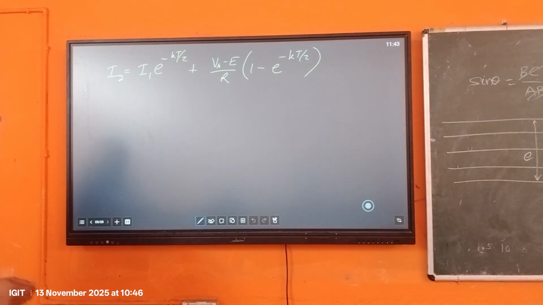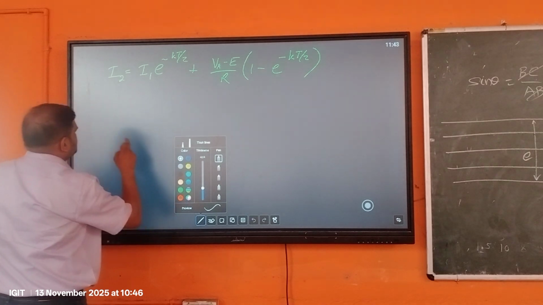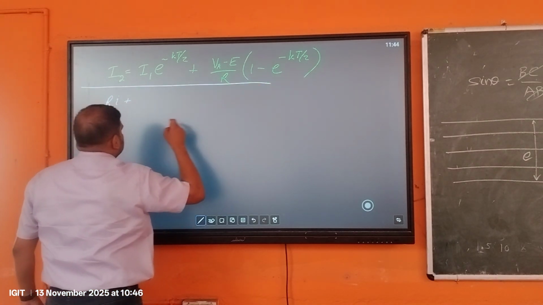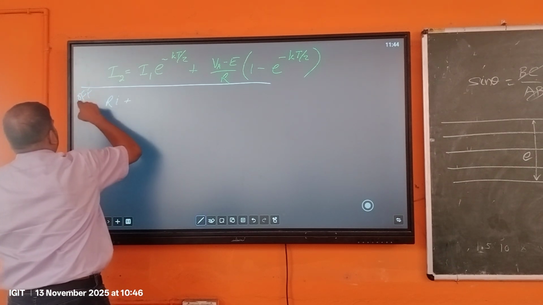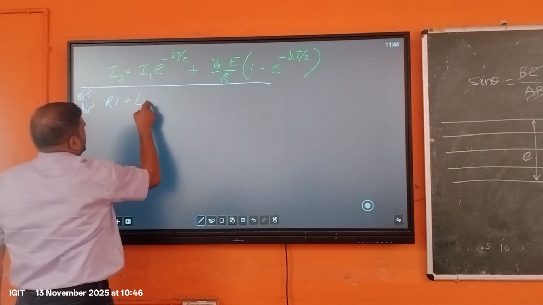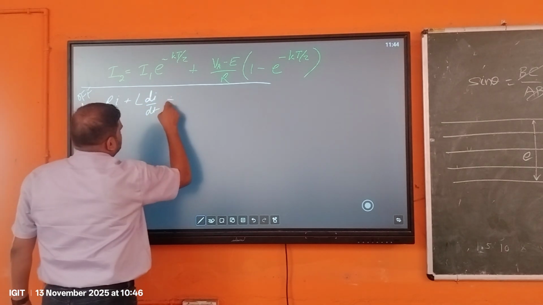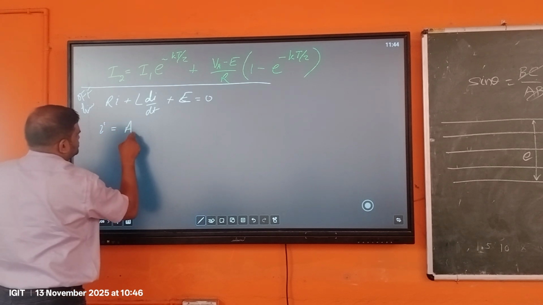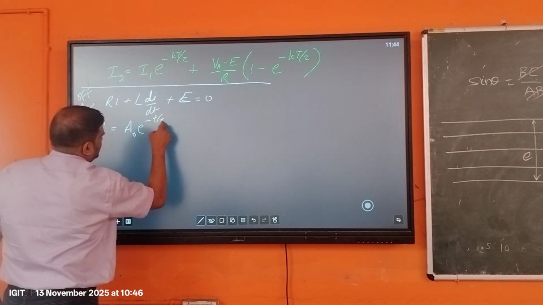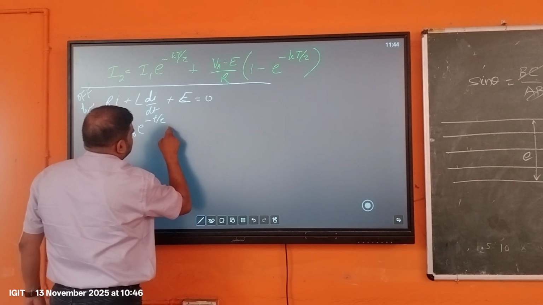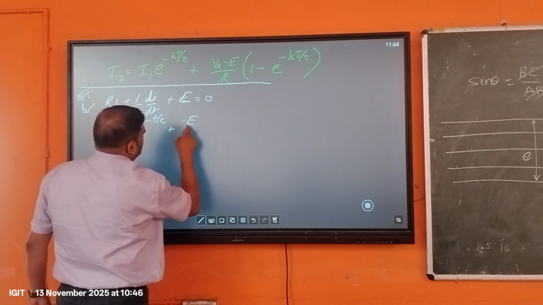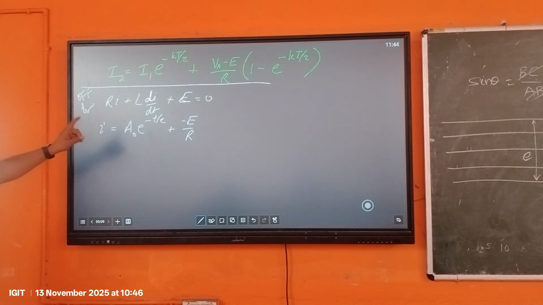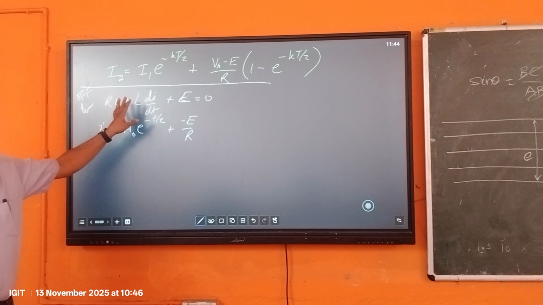During the fall time, what was the equation? During the fall time, the equation was Ri plus L di by dt plus E is equal to 0 during the off time. So this is very simple. Again we can write I is equal to A0 e to the power minus t by tau plus minus E by R. I am writing plus again to simplify, because writing minus will cause a problem, since in that equation if you set Vs to 0 you will get the same thing.